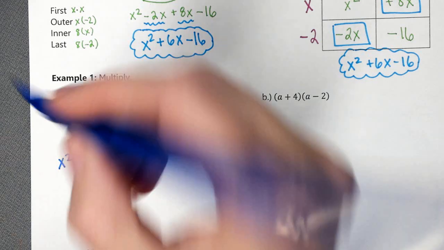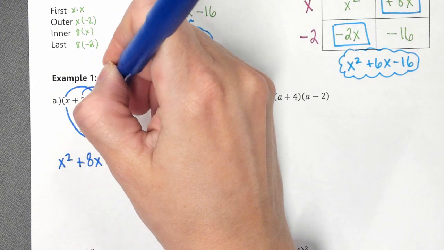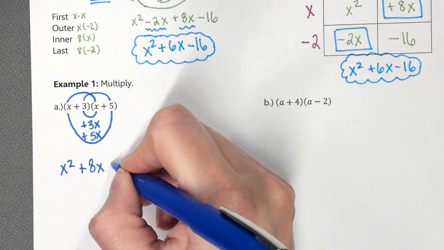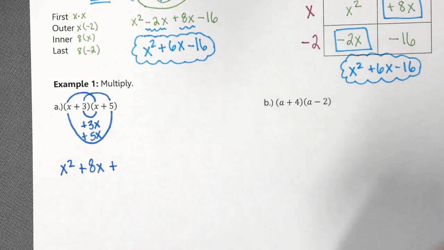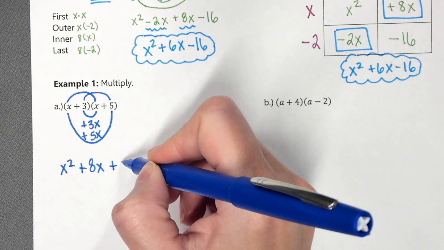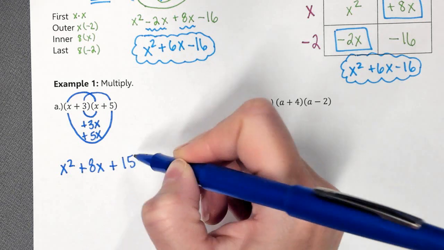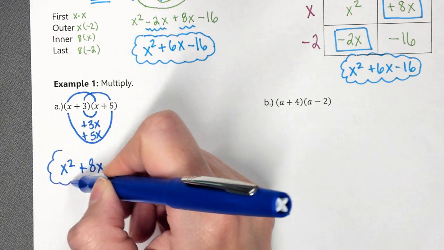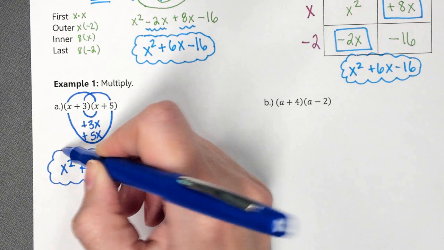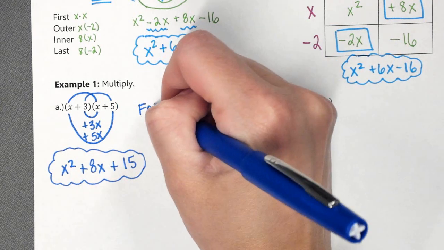And then the last thing you're going to do is the 3 times the 5. So they're both positive, and we know 3 times 5 is what? 15. Good. Okay, so we use FOIL for that.